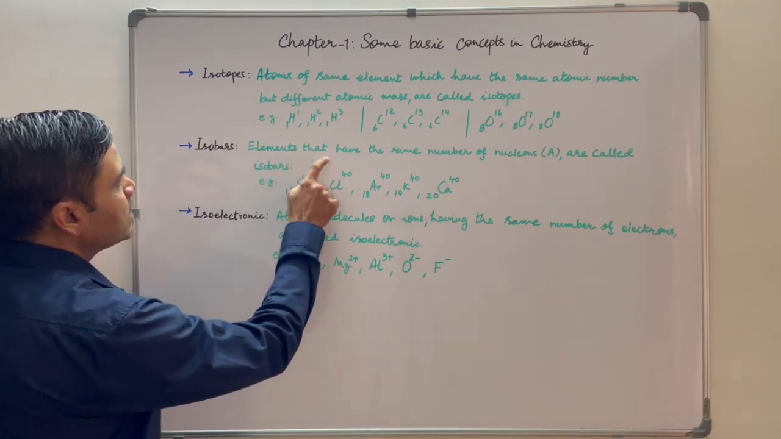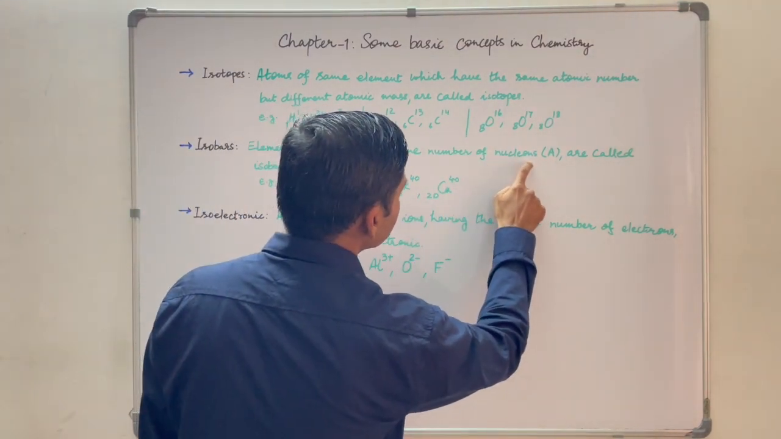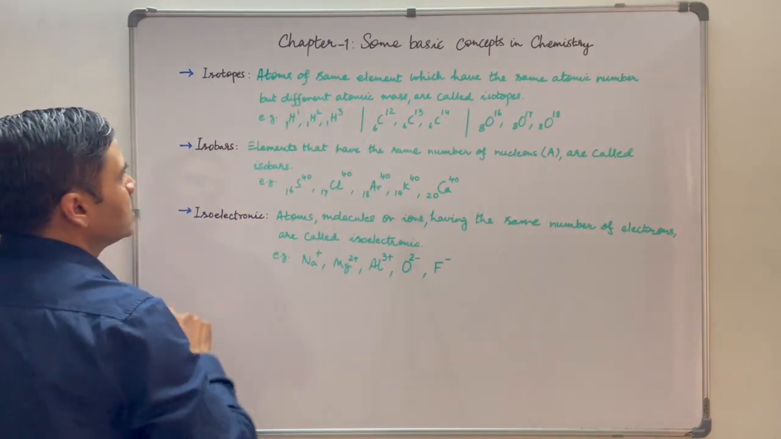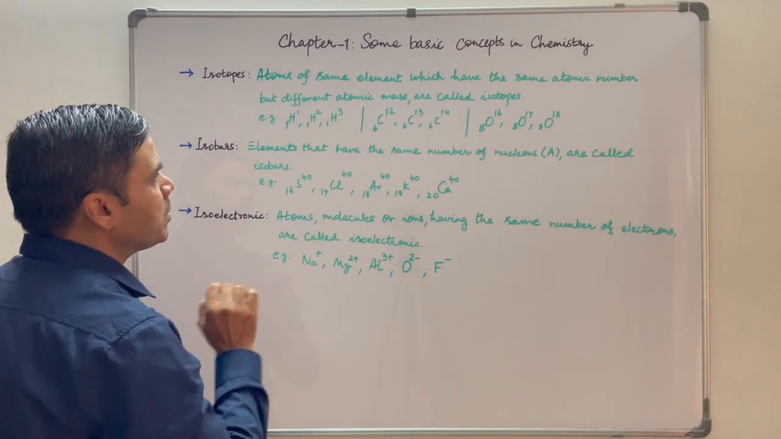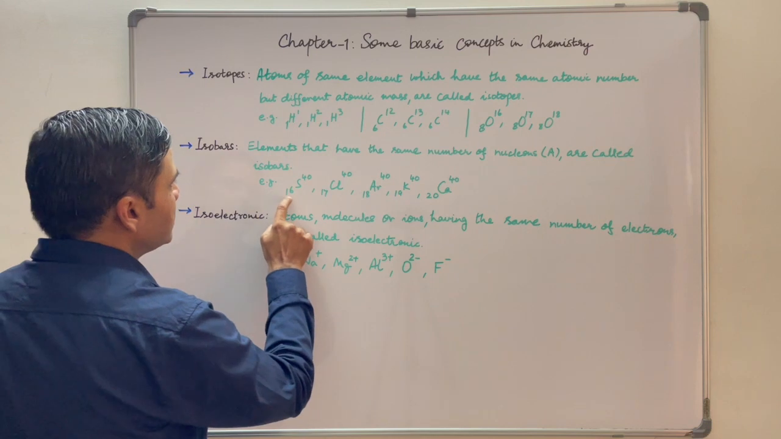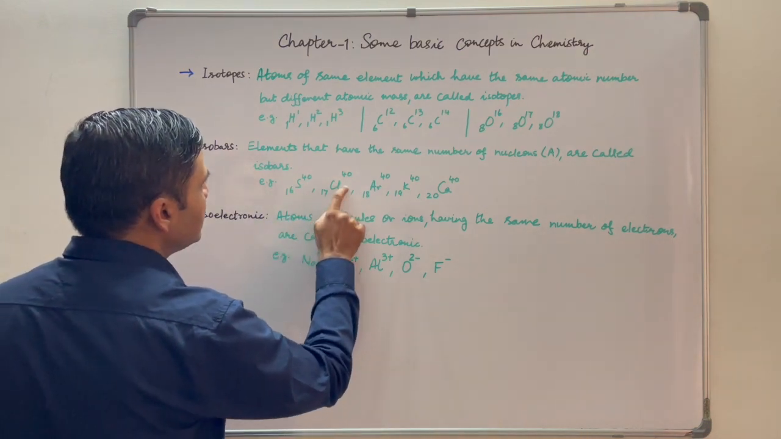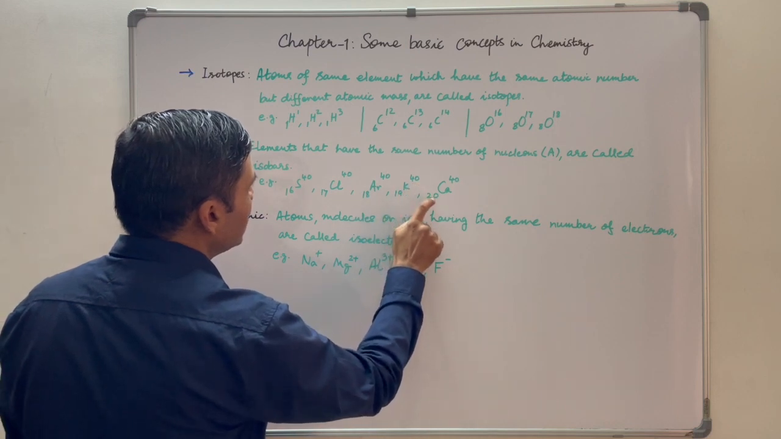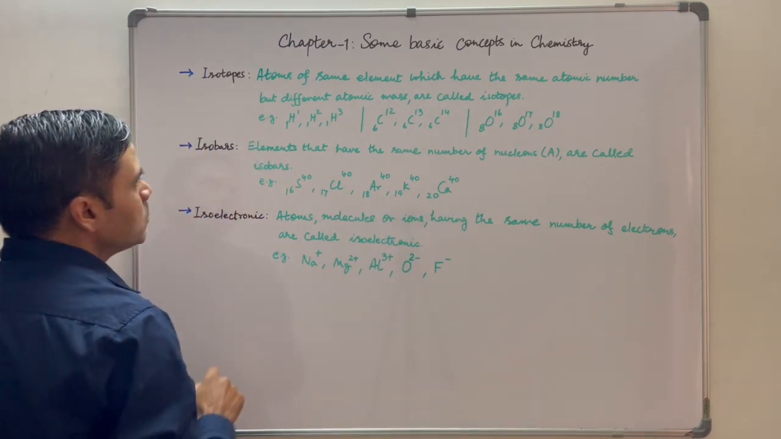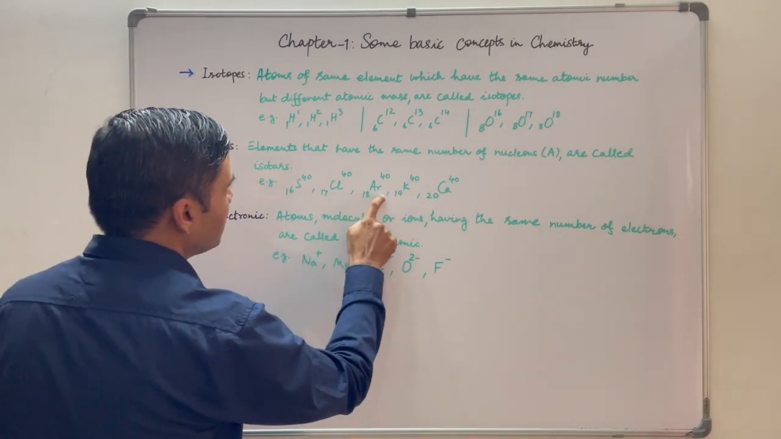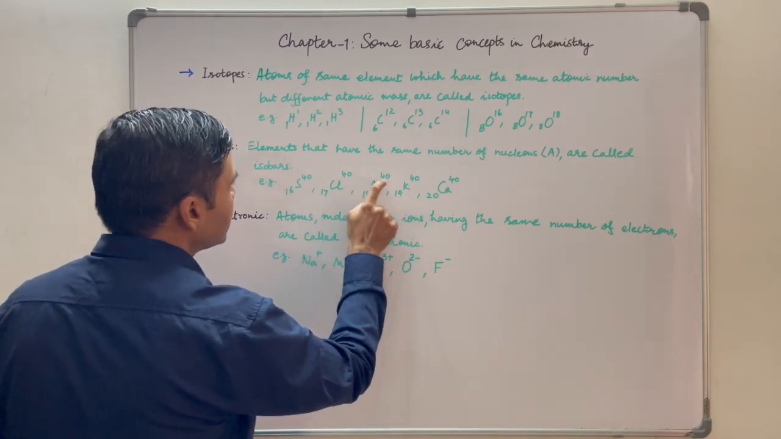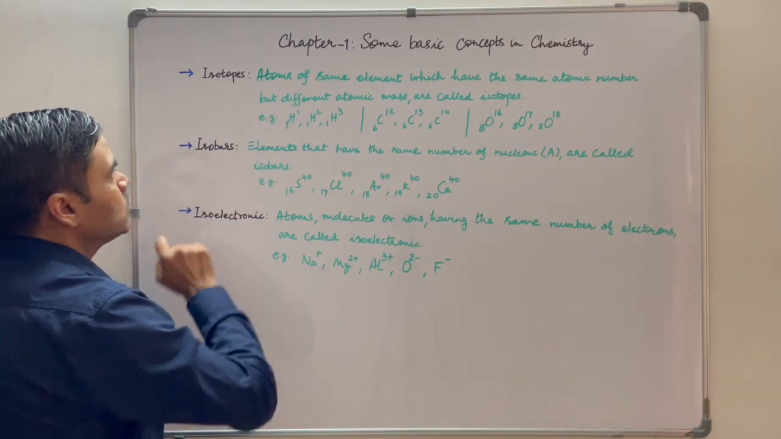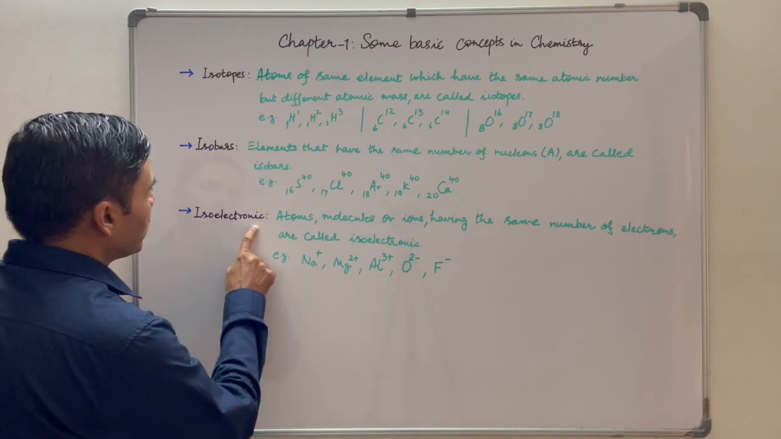Isobars. Elements that have the same number of nucleons are called isobars, meaning they have the same atomic mass. For example, 16S40, 17Cl40, 18Ar40, 19K40, 20Ca40. You notice here they are different elements having the same mass number. So they are isobars.